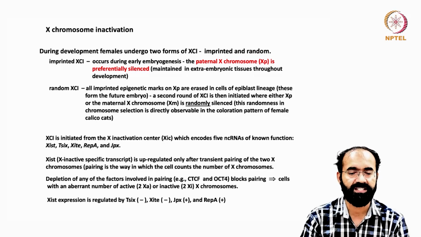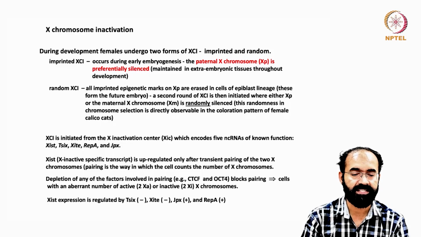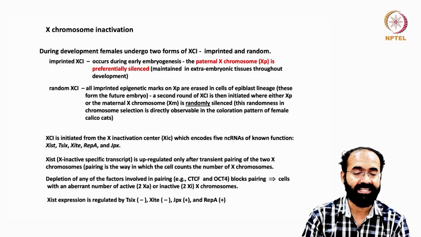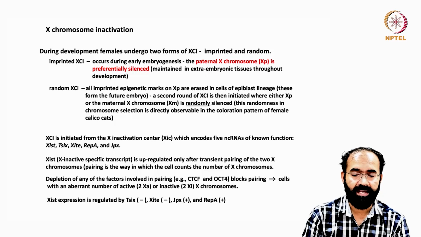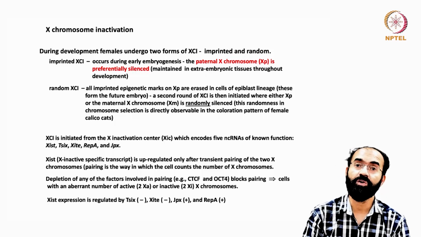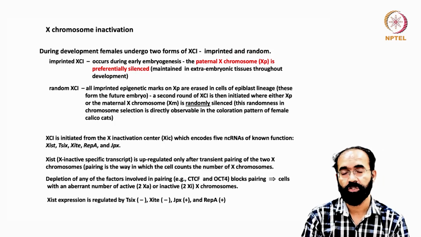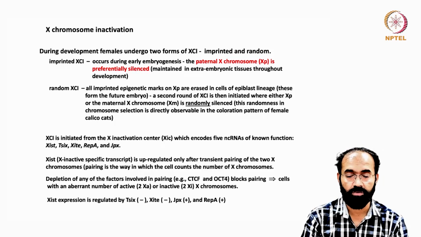X chromosome inactivation is initiated from the X-inactivation center, which encodes 5 non-coding RNAs: Xist, Tsix, Xite, RepA and Jpx. Xist is upregulated only after transient pairing of the 2 X chromosomes. Transient pairing is basically meant for counting, and pairing is the way in which the cell counts the number of X chromosomes. So this is what we should know. Unless this pairing happens, you simply cannot count.